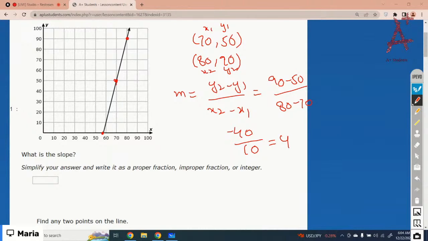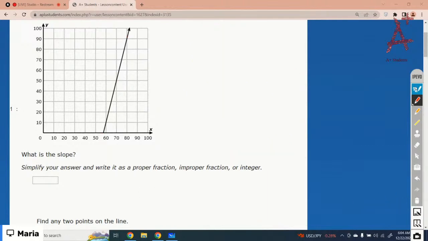Use any 2 points on the graph and find the slope using the formula m equals change in y divided by change in x. Got it? Let's just start with the test questions.